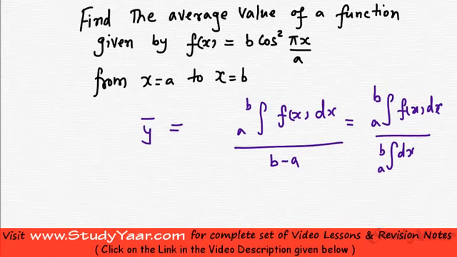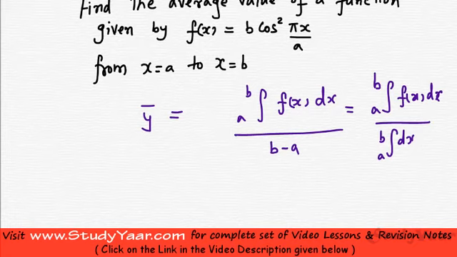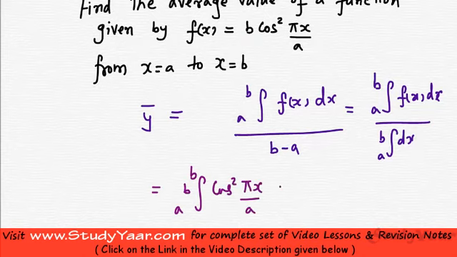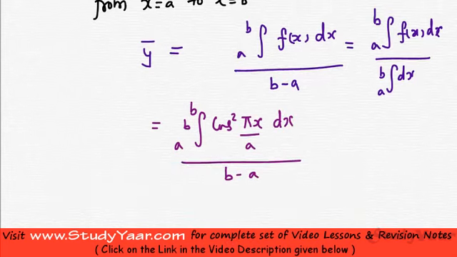So over here, what do we have? We have integral a to b. b is a constant, so I'll take it outside. Cos square pi x upon a dx upon b minus a. This is a pretty straightforward integral.